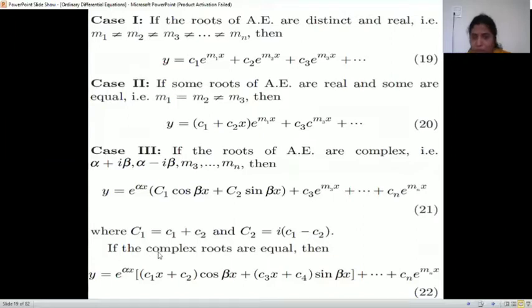The next part is if roots are complex or imaginary and repeated, then how to write the solution? If repeated twice, then c1 plus c2x, or c1x plus c2. Okay, e raised to alpha x as it is, and c1x plus c2 cos beta x plus c3x plus c4 for sin beta x.